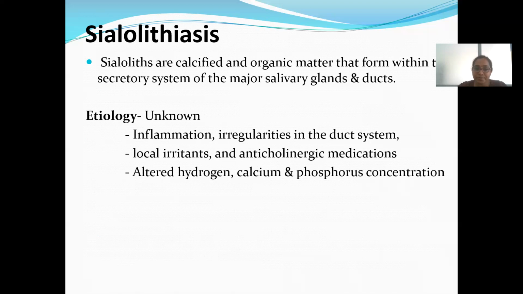Coming to the etiology, the main etiology of this disease is unknown, but definitely for everything there will be some predisposing factor. Here also we have certain predisposing factors which could have caused sialoliths. We have inflammation, irregularities in the duct system, local irritants and anticholinergic medications, and altered hydrogen, calcium and phosphorus concentrations. When there is alteration in these elements, there is a chance they get deposited somewhere in the body where there are some predisposing factors.